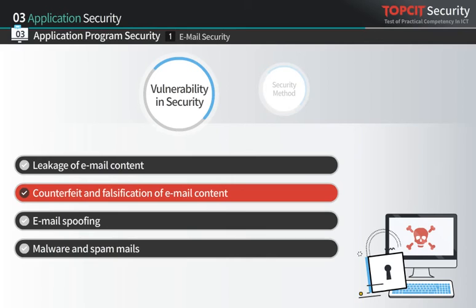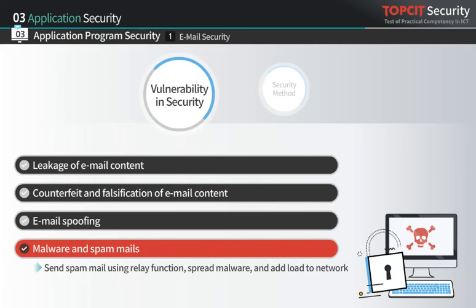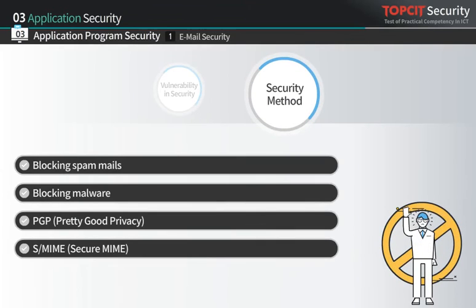The contents of emails can be counterfeited and falsified, and the attacker can disguise itself as an authorized sender through spoofing. Emails are also vulnerable to spam mails, the spread of malware, and increased network load through relay function. Let's take a look at security methods to respond to such vulnerability in email security.